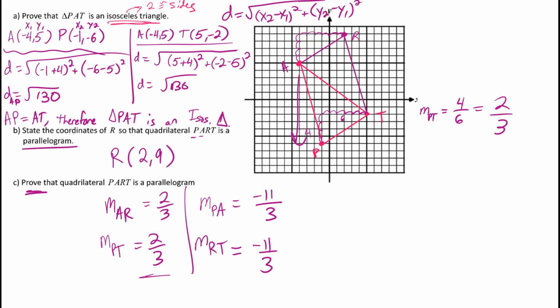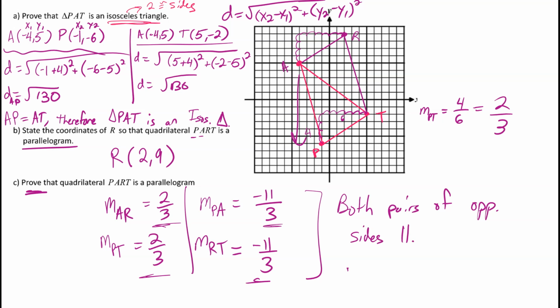And remember that parallel lines have the same slope. So what this information shows is that both pairs of opposite sides are parallel. Therefore, quadrilateral PART is a parallelogram.